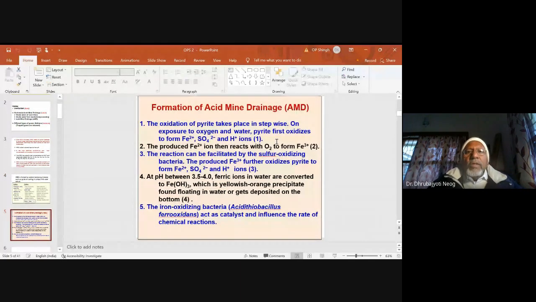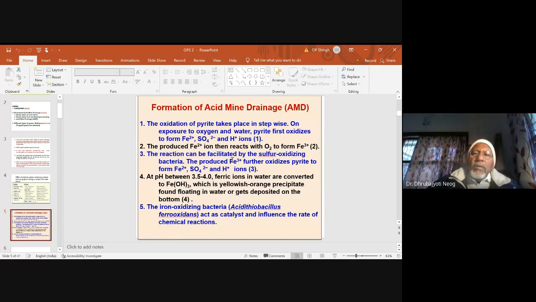If you see the formation of acid mine drainage, as I said, it is formed by oxidation of pyrite, and the chemical reaction takes place stepwise. On exposure to oxygen and water, pyrite first oxidizes, and then it forms ferrous ions, sulfate ions, and hydrogen ions. And hydrogen ions are responsible for acidity. The produced ferrous ion then reacts with oxygen and forms ferric ions. So both ferrous and ferric ions are present in acid mine drainage.